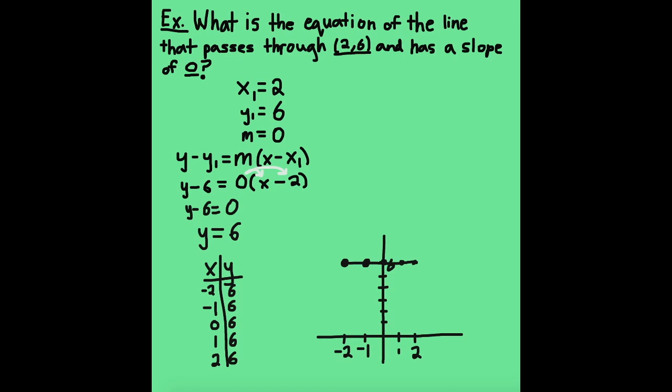So the slope is rise over run. We are not moving up any units, so the rise is 0. But we are moving across 1 unit, so the run is 1. So we get 0 over 1, which equals 0. This is why the slope is 0.